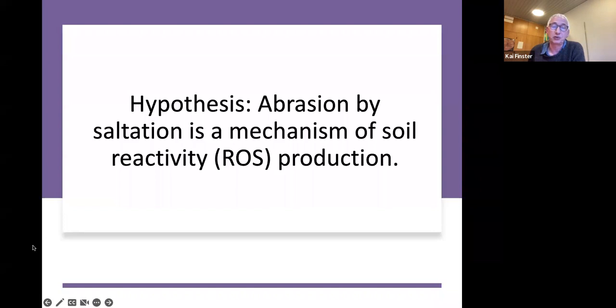So the hypothesis that we work under is that abrasion, and I will tell you in a bit what abrasion is, by saltation is a mechanism of soil reactivity production. One of the types of reactivity could be reactive oxygen species, and these reactive oxygen species include hydrogen peroxide, but also hydroxyl radicals.